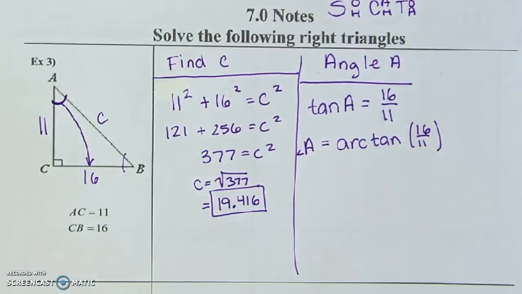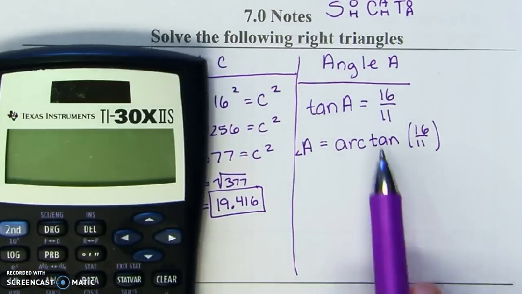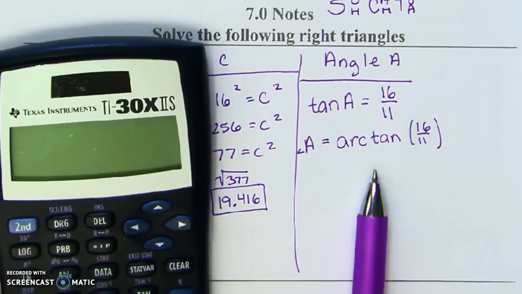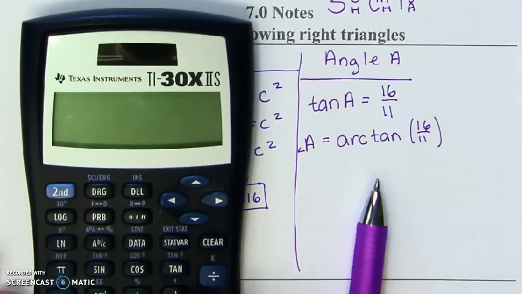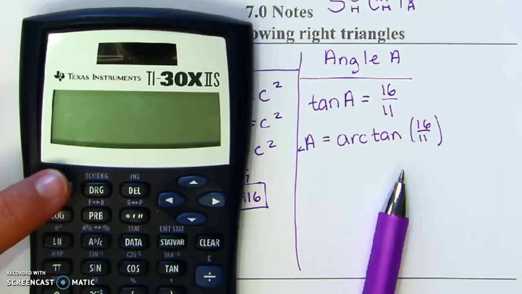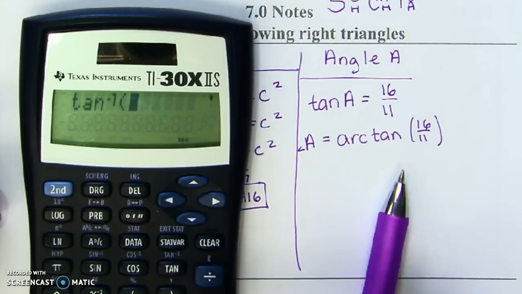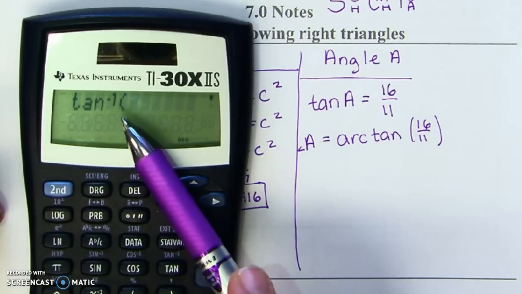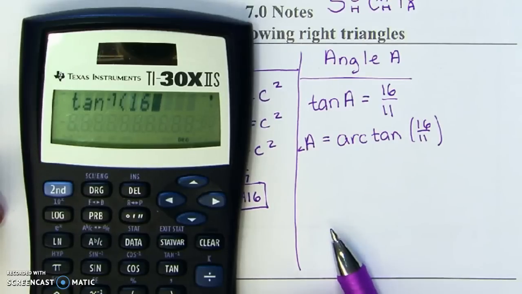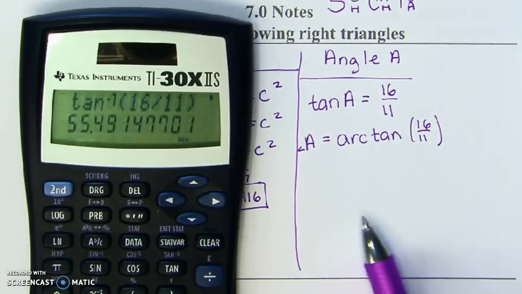Okay, sometimes we leave our answers not in decimal, but this time we need to find the decimal answer. So how do you find arc tan? You do second tangent on the calculator. Step one, turn it on. Okay, second tangent. And you see that tan to the negative one? That's the same as arc tan. So the arc tan will be 16 divided by 11, and we should get a nice angle there.